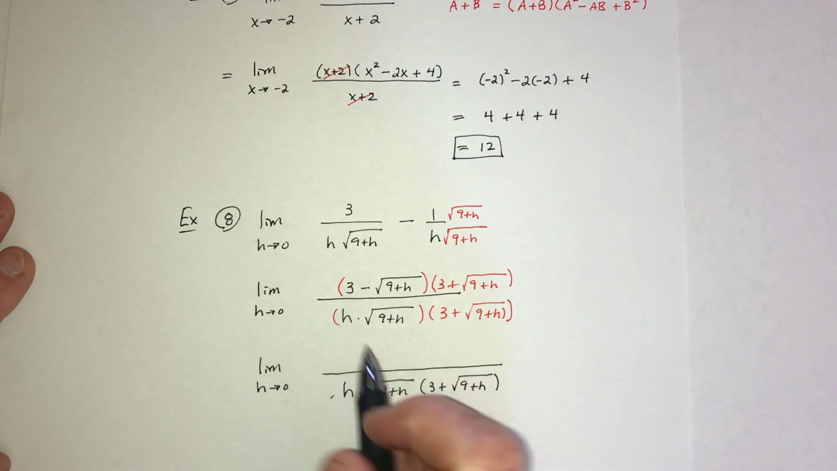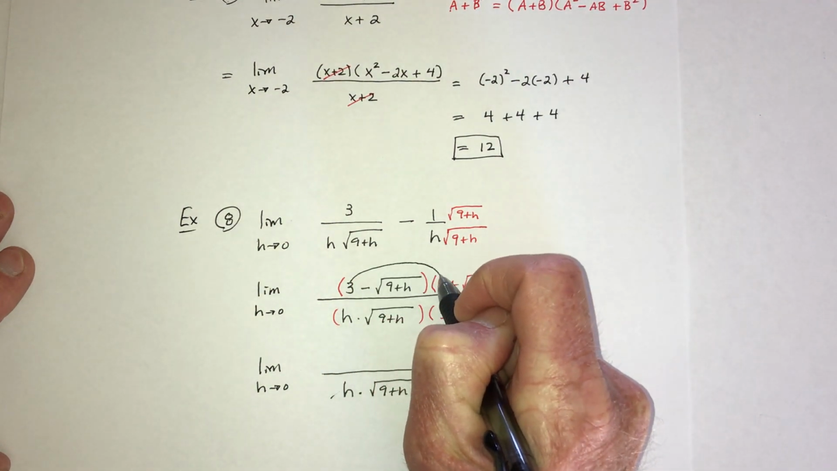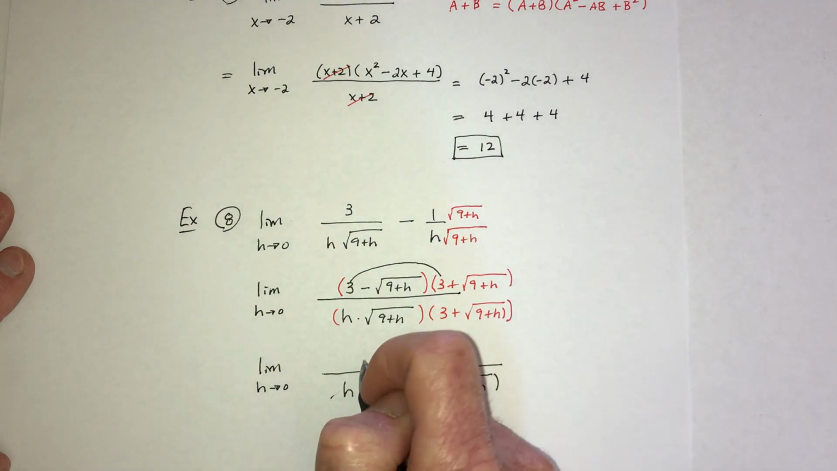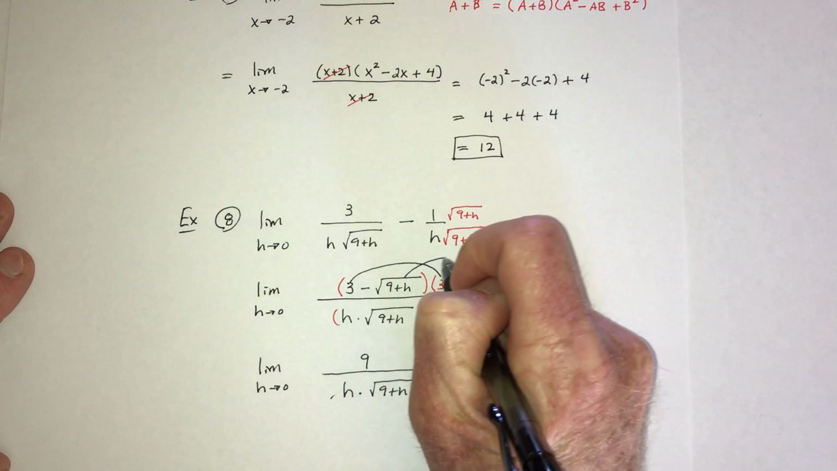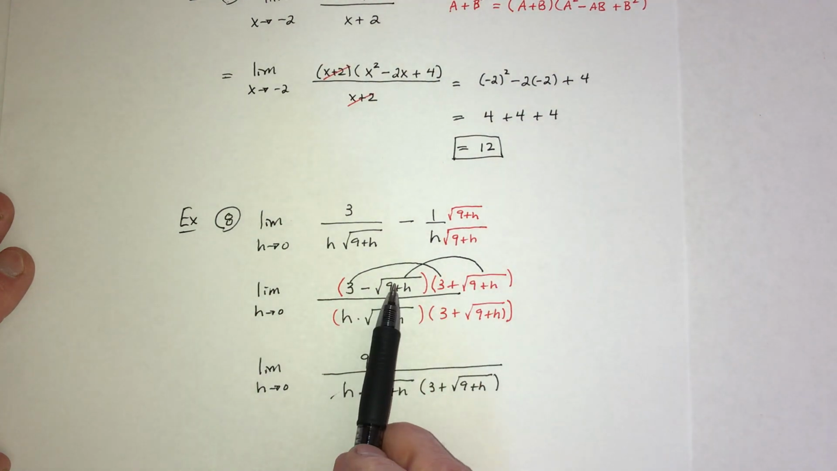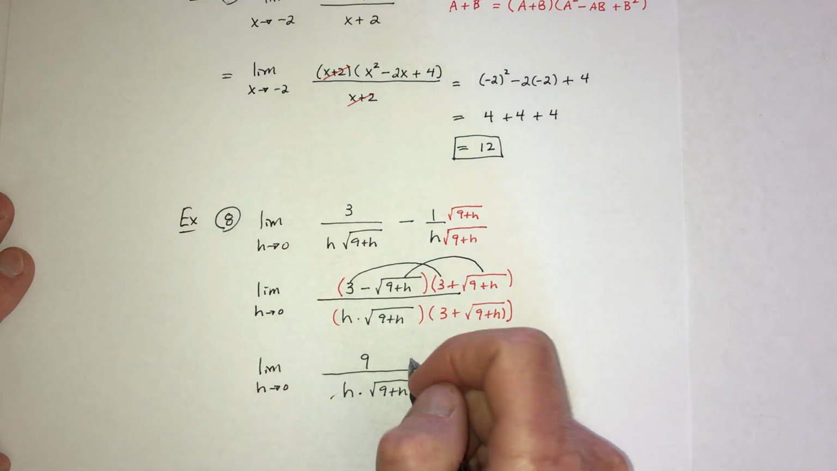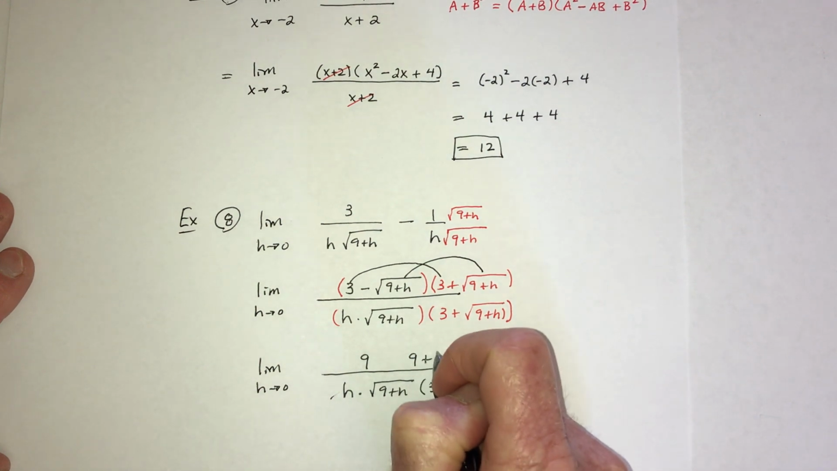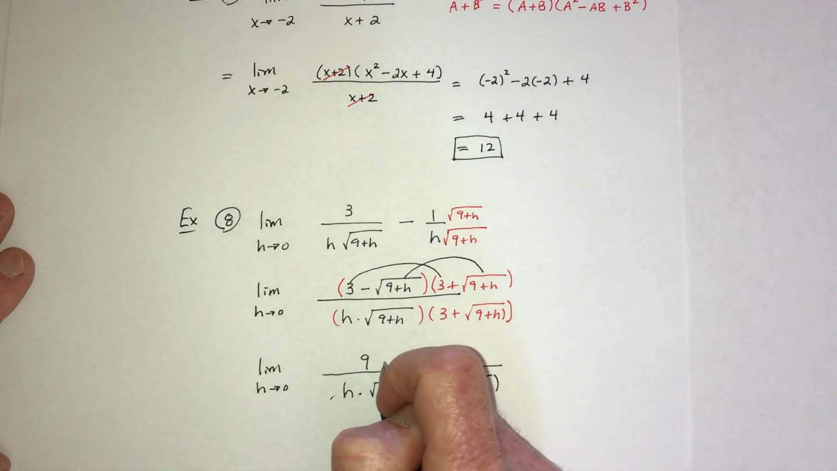And then for the conjugate, like I mentioned earlier, the middle terms are going to cancel, so all you need is the first one times the first one. 3 times 3 would be 9. And then the last one times the last one. Because it's the radical times itself, it leaves just 9 plus h. And then there's the minus sign.